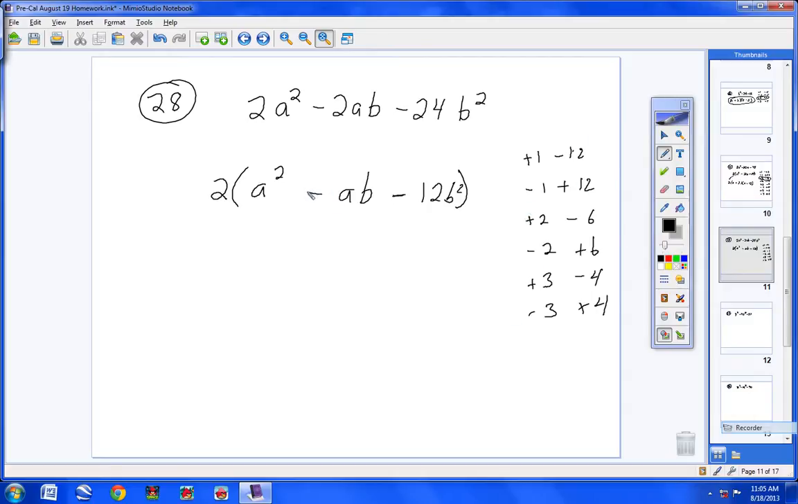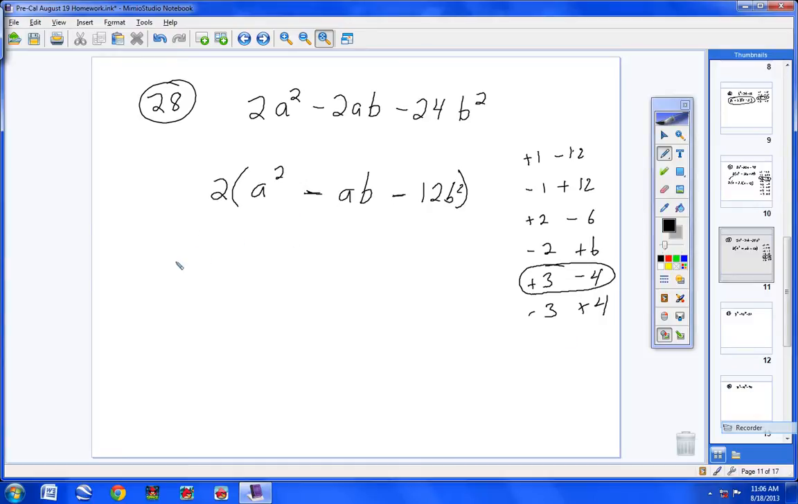Now, I'm not seeing a middle number here, a coefficient, but if it's a negative AB, it's really a negative 1AB. We should know that. So I'm looking for some group over here that adds up to a negative 1. Here it is. If I take a positive 3 and a negative 4 and add them together, I will get a negative 1. So those are the two numbers I want.